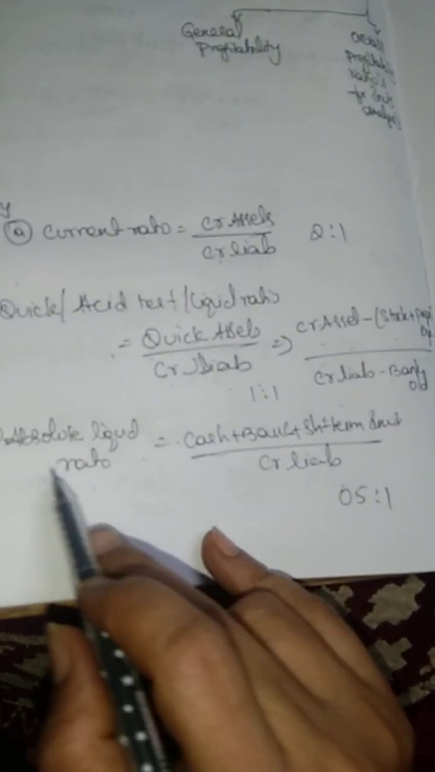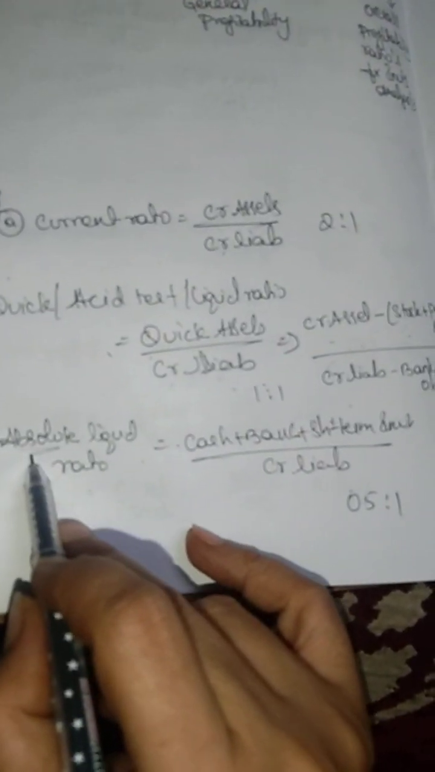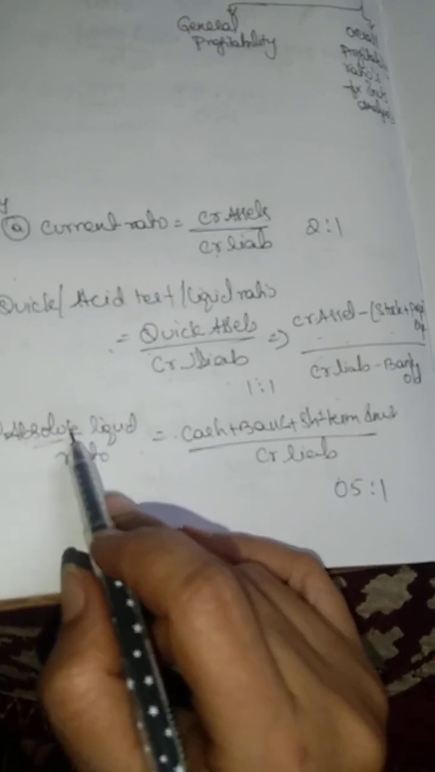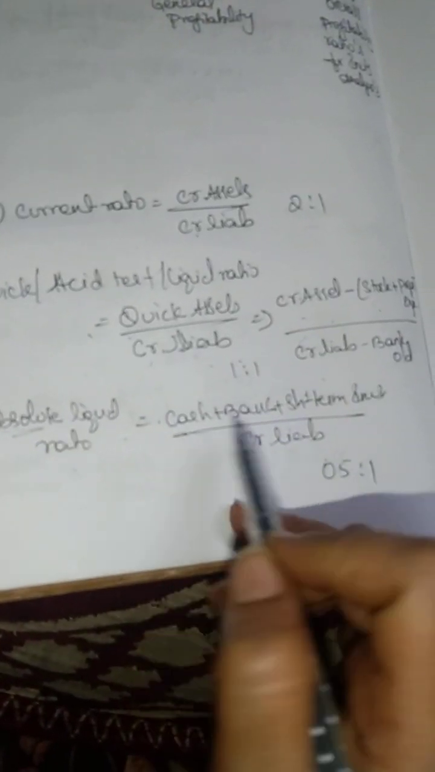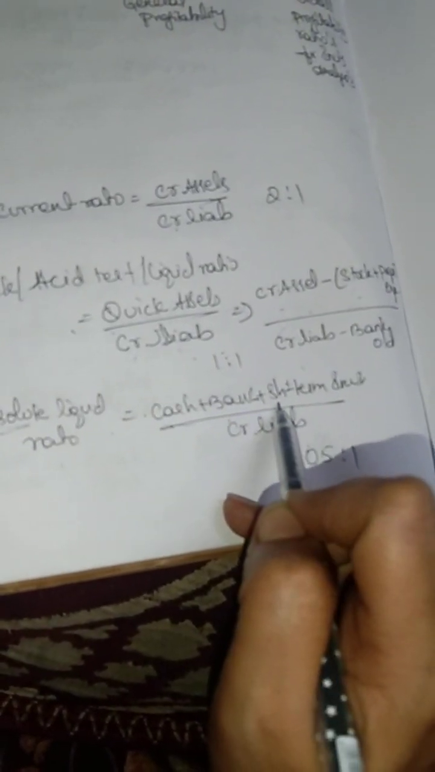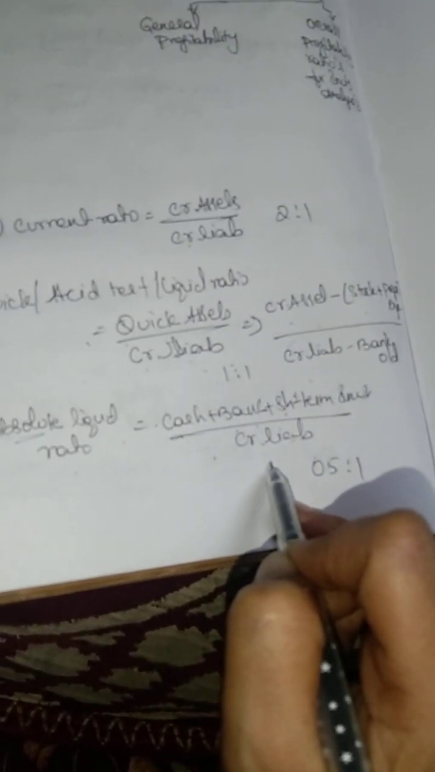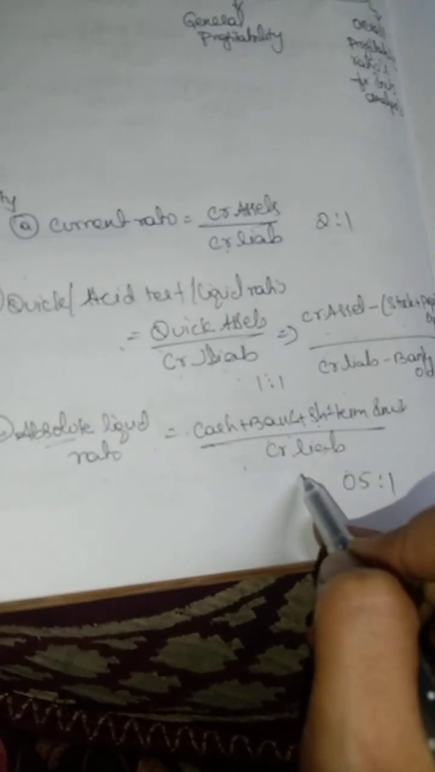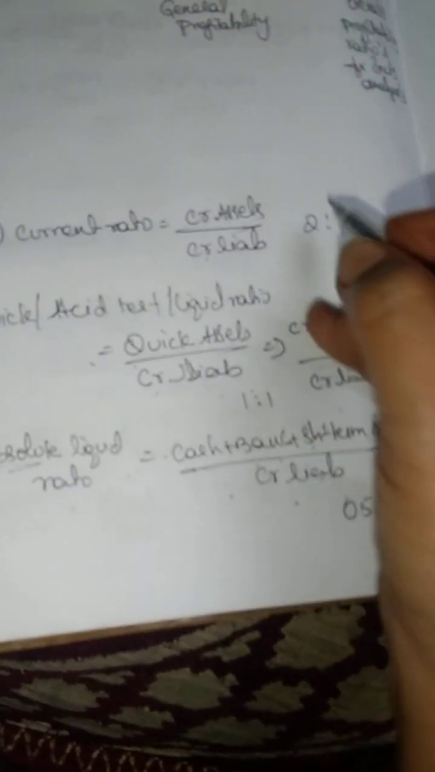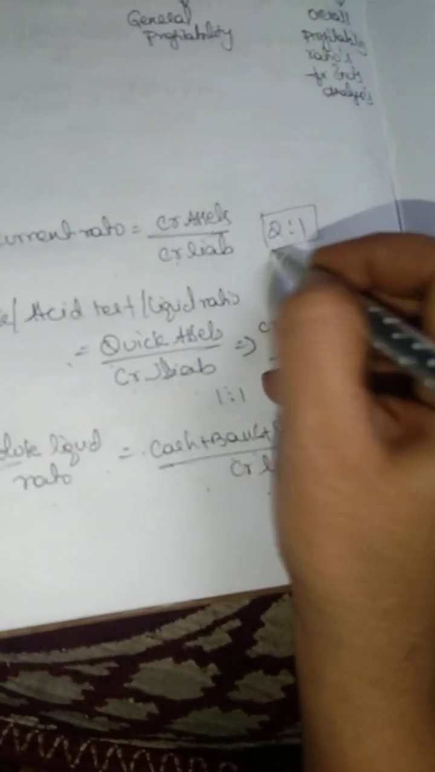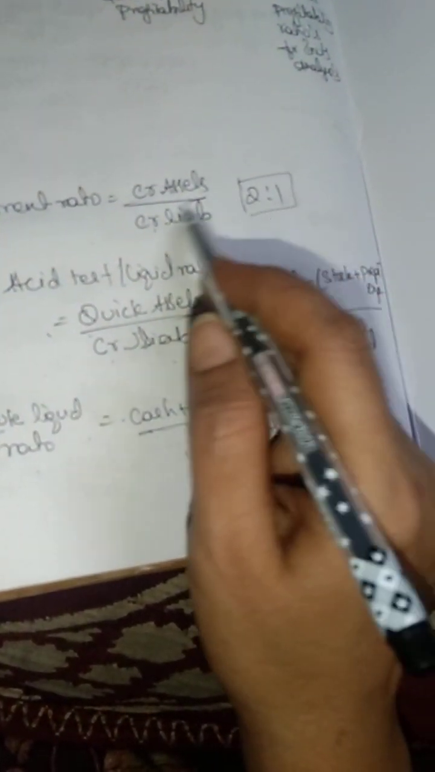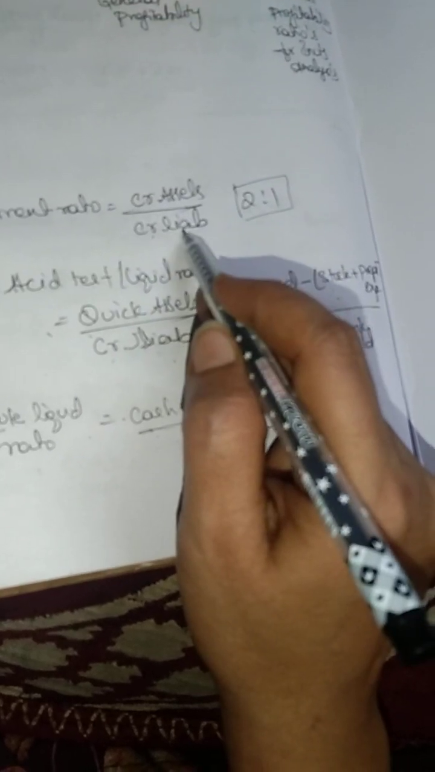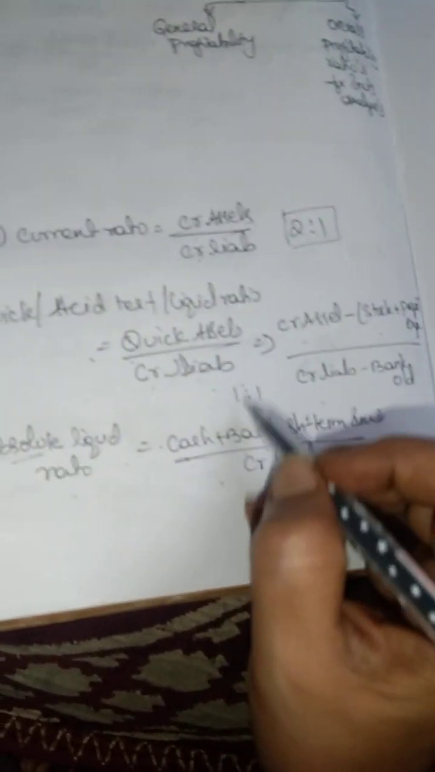And the next is absolute liquid ratio. Absolute, as the name itself says, means immediate. So in this one, we take cash, bank and short-term investments if we have them, or else cash and bank, divided by current liabilities. Now which one is the best, or which one should I assume to be ideal? For the current ratio, take 2:1 as ideal: current assets should be 2 portions and current liabilities 1. That is the ideal ratio.